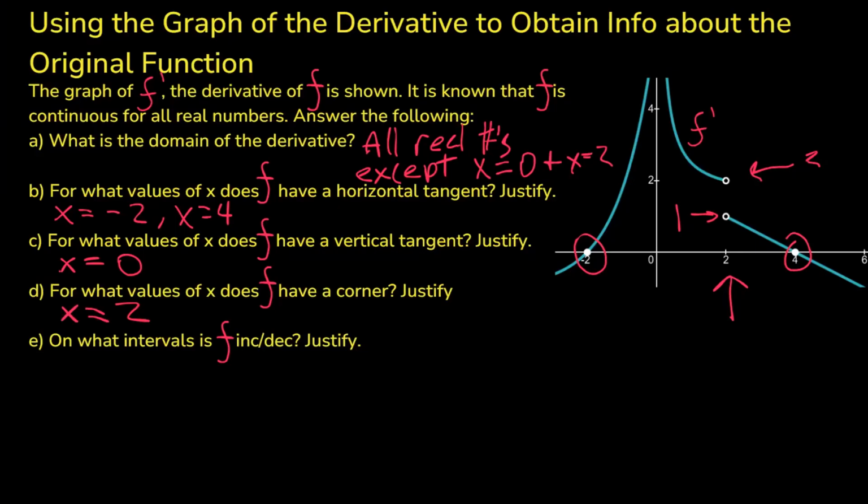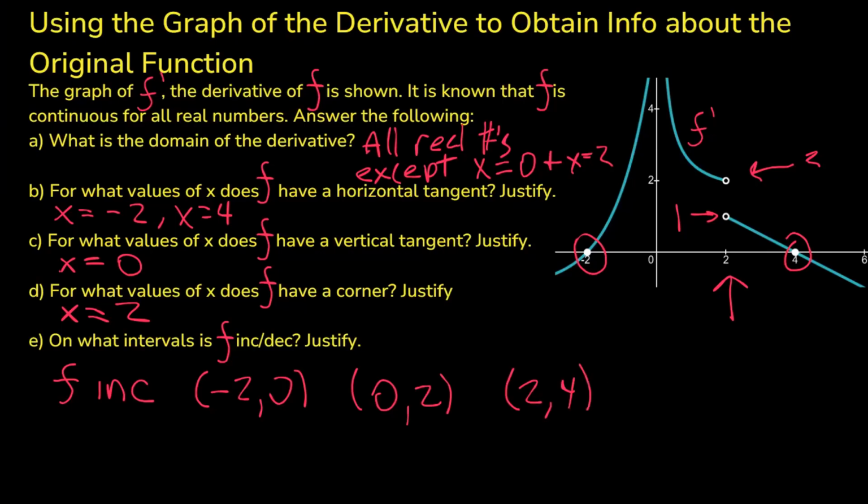And then finally, what intervals is f increasing? Well, f is increasing when the derivative is positive. So -2 to 0, 0 to 2, and 2 to 4. However, since f is continuous for all real numbers, we can include the endpoints of those intervals, and really, it's going to be increasing on the interval -2 all the way up to 4, including the endpoints.